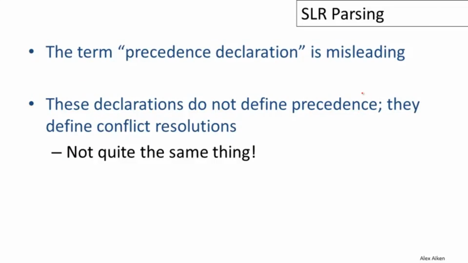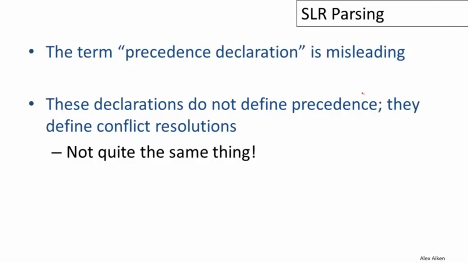It happens that in this particular case, because we're dealing with a natural grammar, a simple grammar for plus and times, the conflict resolution has exactly the effect of enforcing the precedence declaration that we want. But in more complicated grammars, where there are more interactions between the various pieces of the grammar, these declarations might not do what you expect in terms of enforcing precedence.